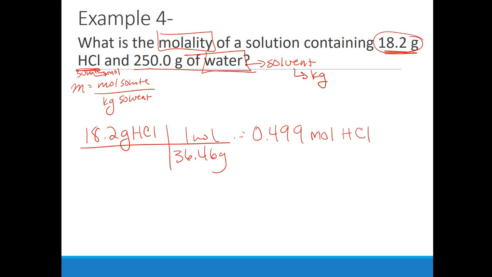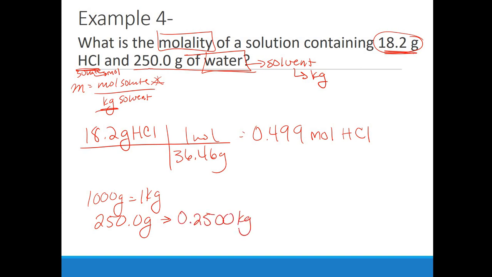All right, so our solute is in the correct unit. Now we need to look at our solvent. Solvent needs to be in kilograms. Well, we know for every 1,000 grams, there's 1 kilogram. So 250.0 grams is the same thing as 0.2500 kilograms. So now we can plug that into our equation.